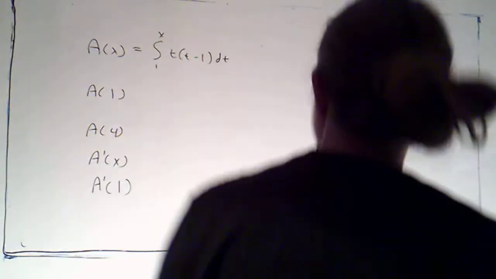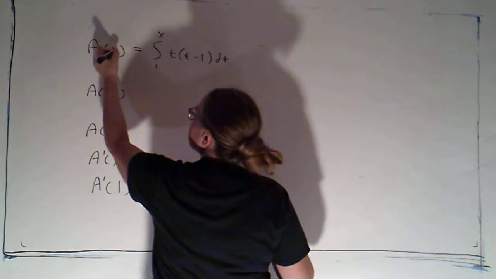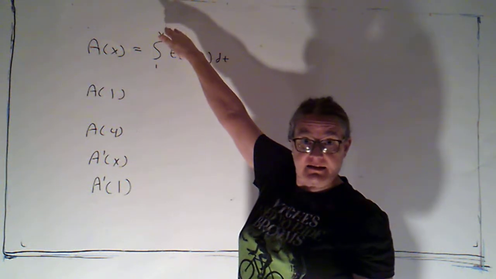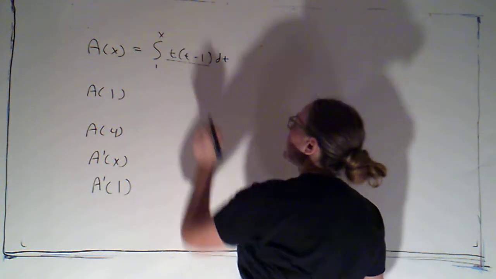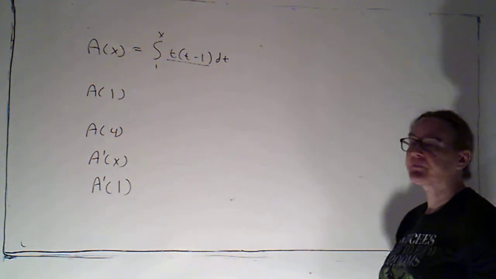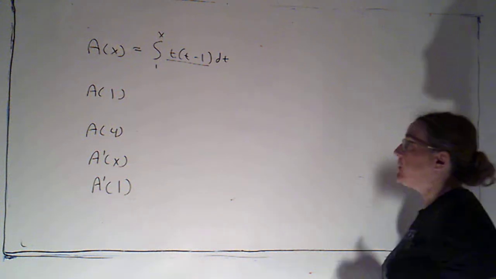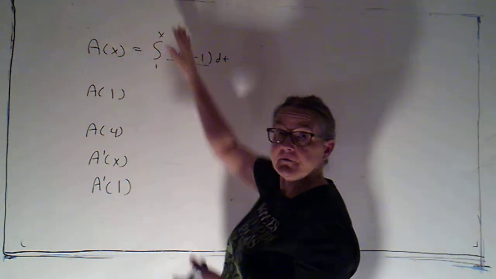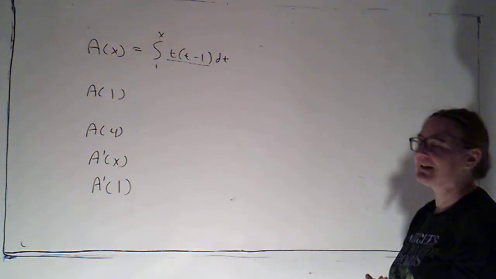Question 9 on last year's final exam deals with this area function. A of x is the integral from 1 to x. So we're using x, our variable, as the upper limit of integration, and we're integrating this height function, t times t minus 1, with respect to t. It's basically the area between the graph of this function and the x-axis over this interval, and x, the variable, is changing the length of that interval.